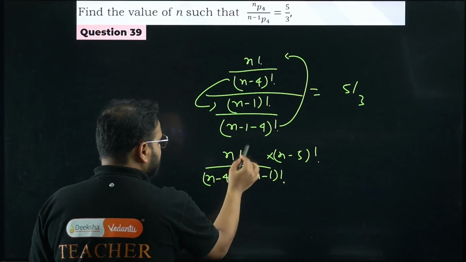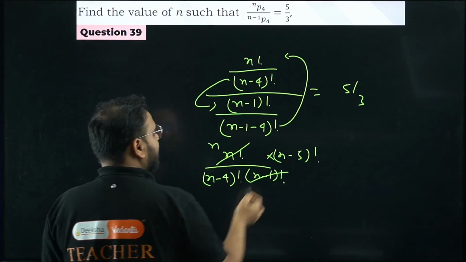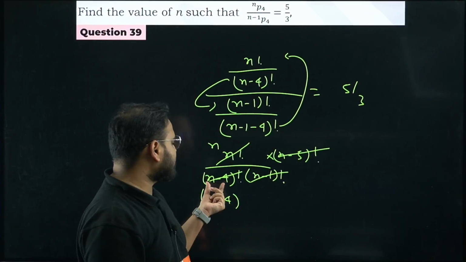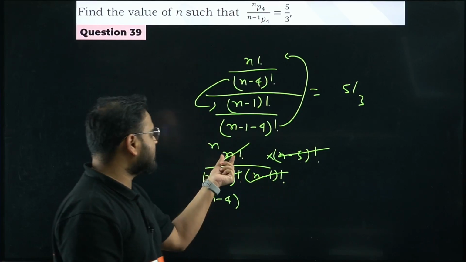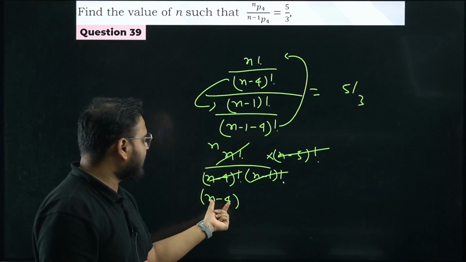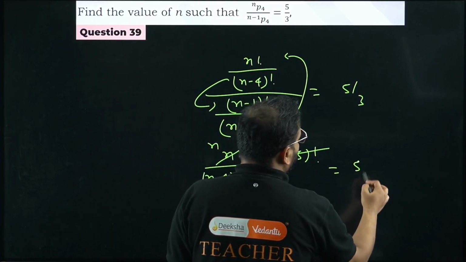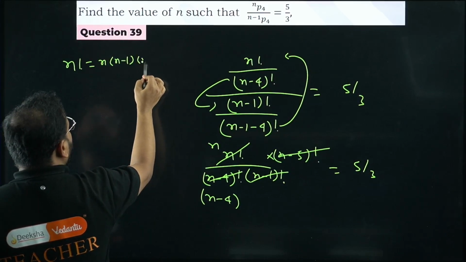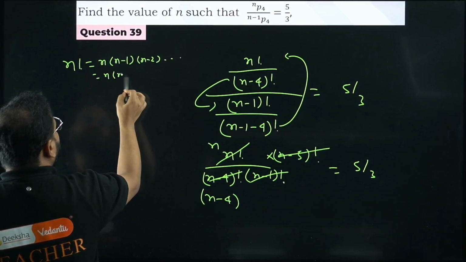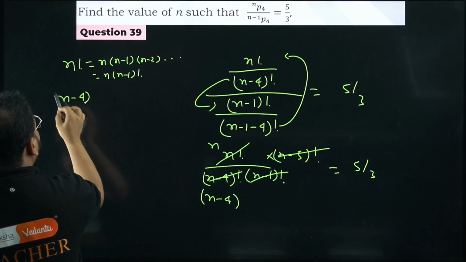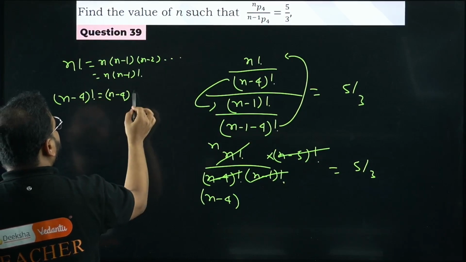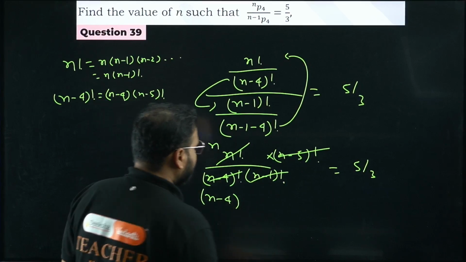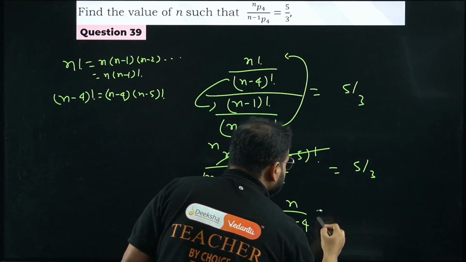So I can cancel this and this with n, and cancel this and this with n minus 4. Correct? N minus 4, what is the next term? N minus 5, right? That's how it is. Here, what is the next term? N minus 1. So I can cancel this with n. Over here I can cancel with n minus 4. Not sure? Do one thing. Write the factorials of this. Write n factorial. You'll get n times n minus 1 times n minus 2, which is basically n times n minus 1 factorial. Same you write over here, n minus 4 factorial, so it will become n minus 4 times n minus 5 factorial. That's why I'm cancelling with n minus 4. Is that clear what I'm getting now? N upon n minus 4 is 5 by 3.